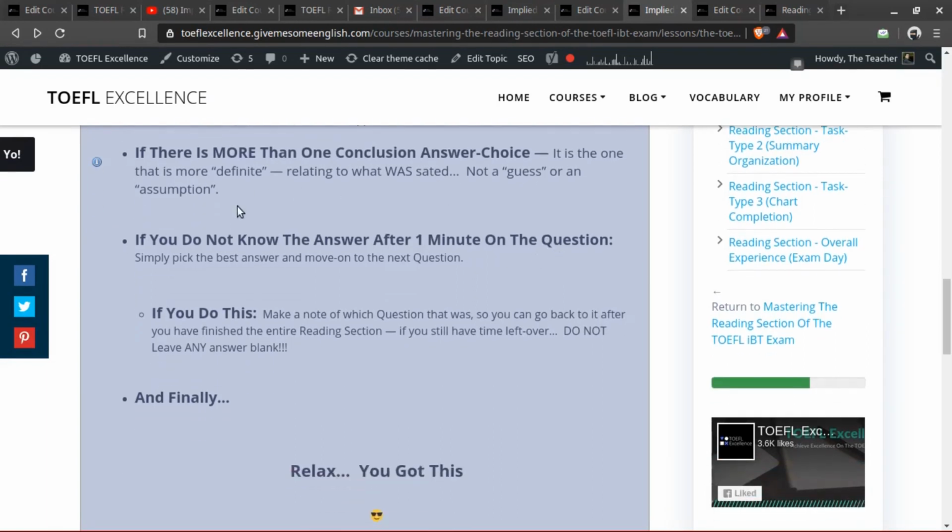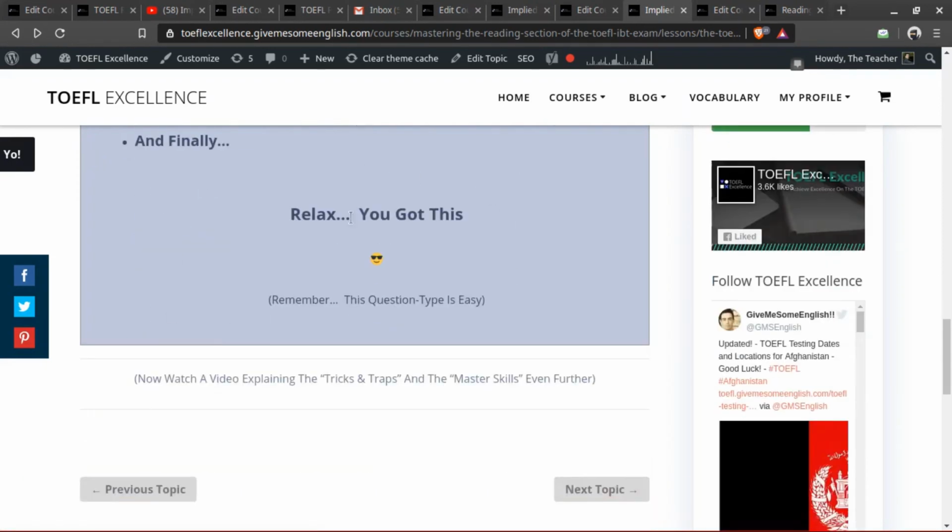And as always, if you have spent more than 1 minute on this question type, you're spending too much time on it. Just pick whichever one you think is the correct answer. Make a note of the number of the answer so that you can come back to it if you have time afterwards. Pick it, move on, and if you do this, you'll be awesome. And finally, as always, just relax, man. You got this.